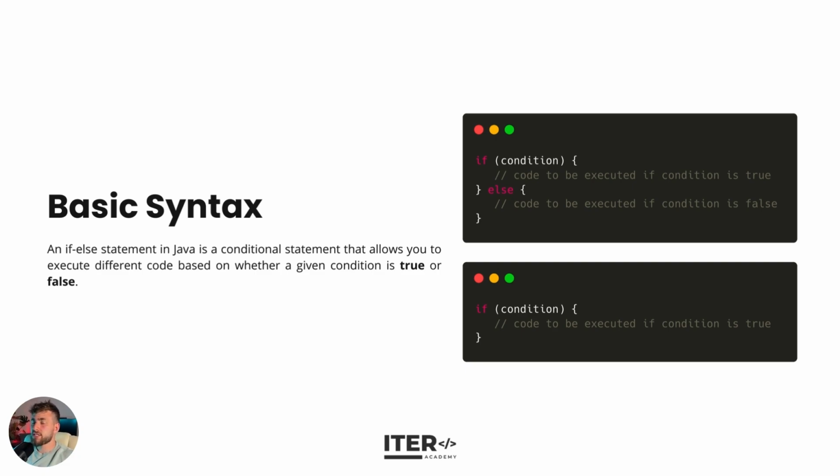This code is just pseudocode, and in this example, the condition is a Boolean expression that is evaluated to either true or false. If the condition is true, the code inside the first set of curly braces will be executed. If the condition is false, the code inside the second set of curly braces will be executed. It's important to note that the else statement is optional. You can use only an if statement, like in example 2.